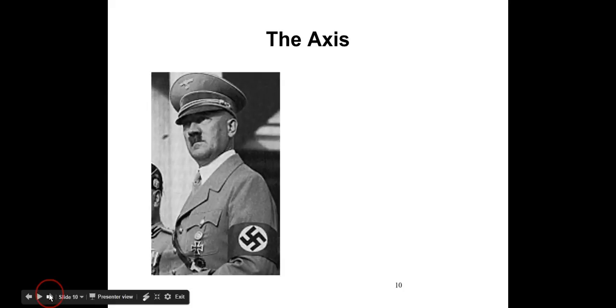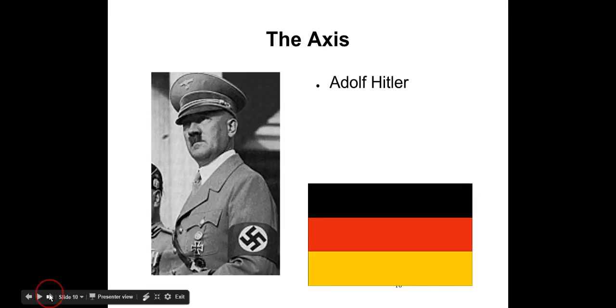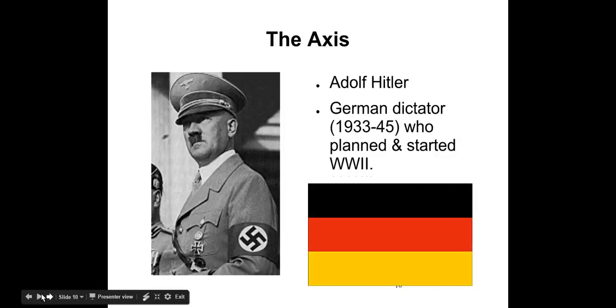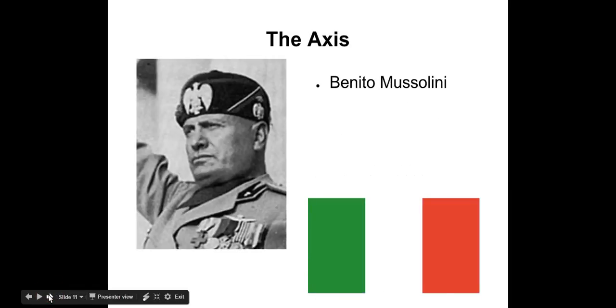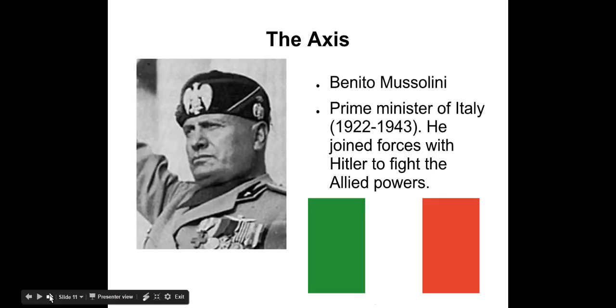Taking a look at the enemy, Adolf Hitler, of course, for Germany. Adolf Hitler was a dictator who planned to take over the reins of all of Europe. He wanted to be the dictator or leader of all of Europe. But he needed help. You can't do all that by yourself. So who did he turn to? He turned to Benito Mussolini in Italy.